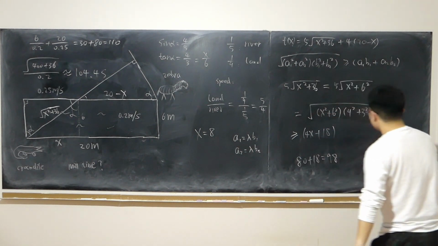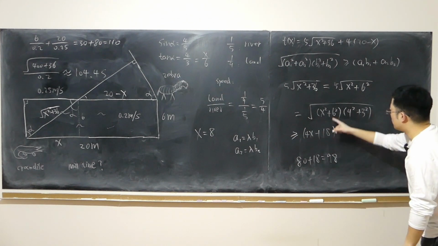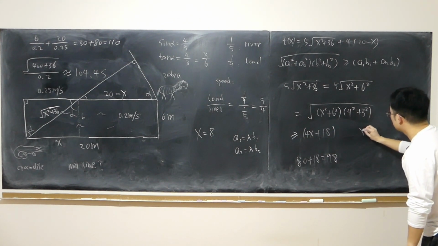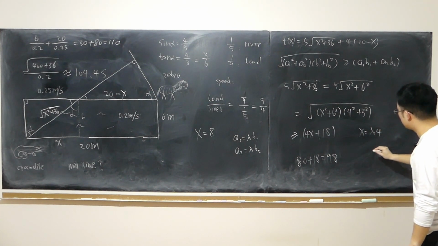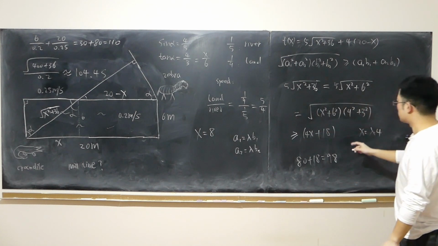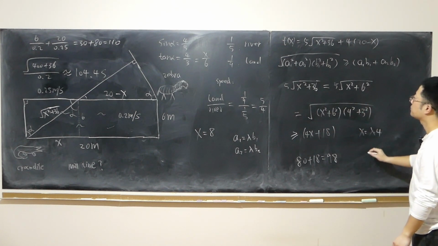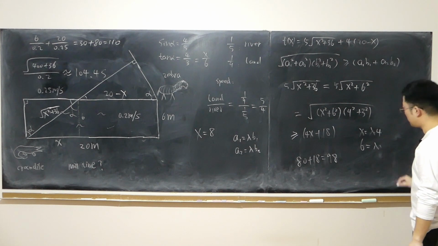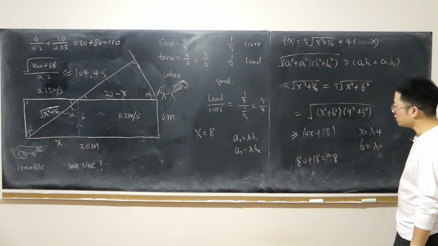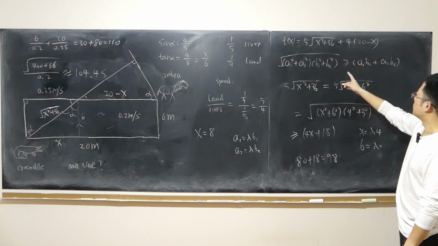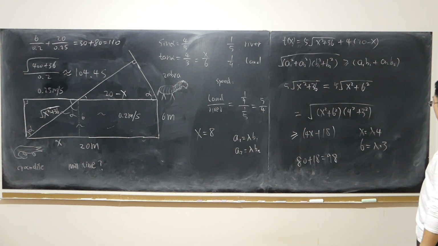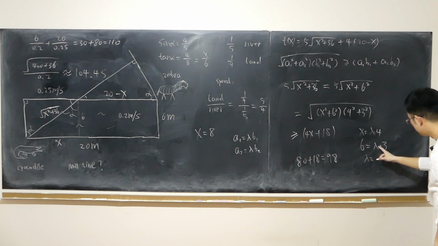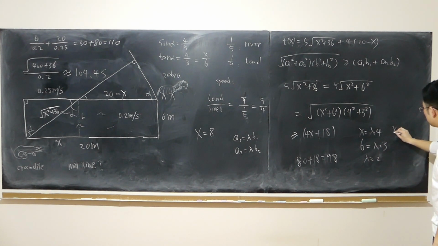Now it says A1 is X, equal to lambda times B1. B1 is 4. Right? Also A2 is 6. Right? 6 equals the same lambda times B2. B2, like I said, is 3. Right? So lambda is equal to 2. So X is equal to 2 times 4, 8. The same result.